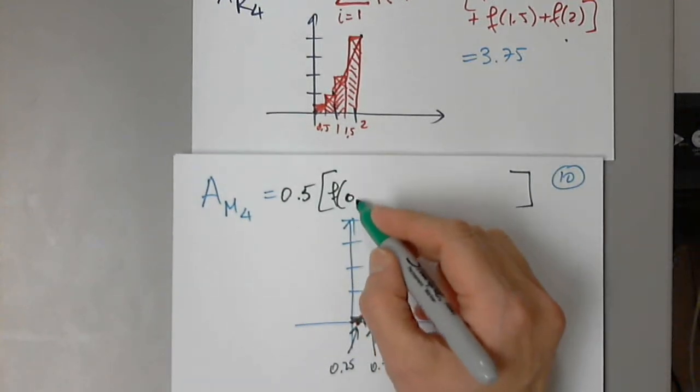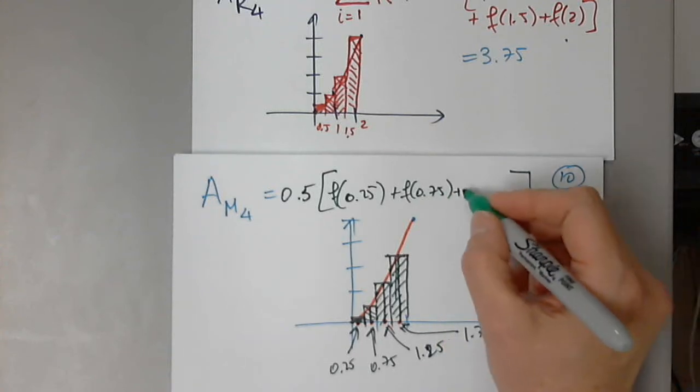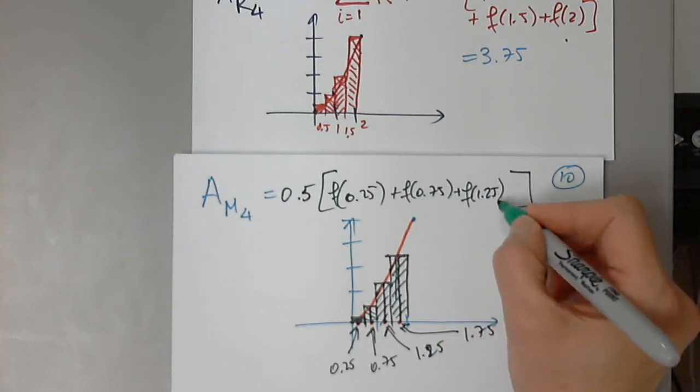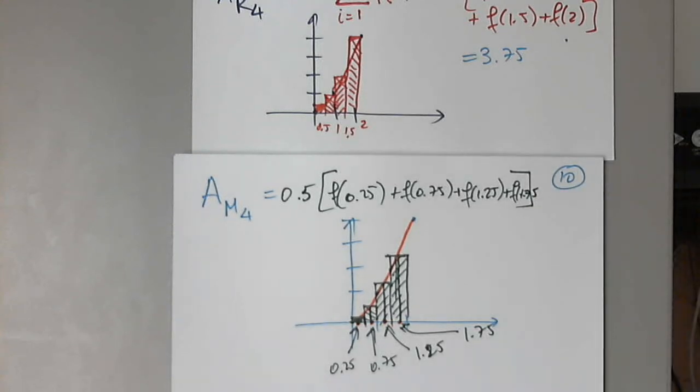So it will be f of 0.25 plus f of 0.75 plus f of 1.25 and plus f of 1.75. I don't want to do this by hand. You can if you want to. I want to go back to the same table. All I have to do is change the entries for L1, and that's it.